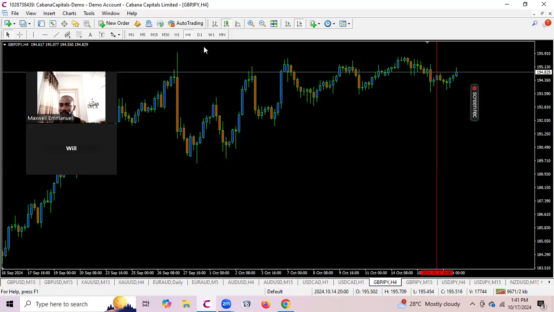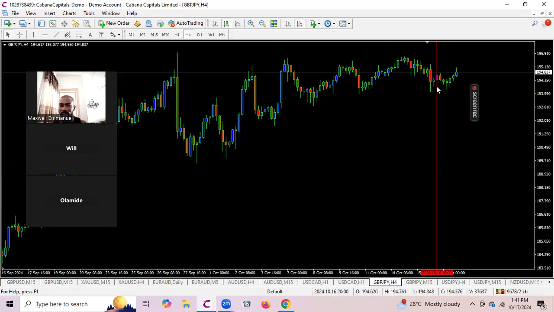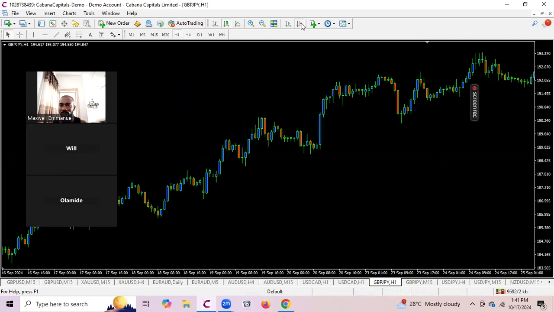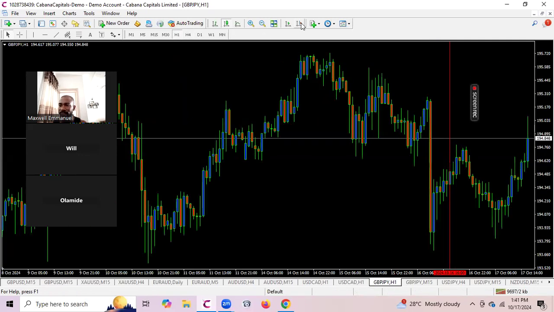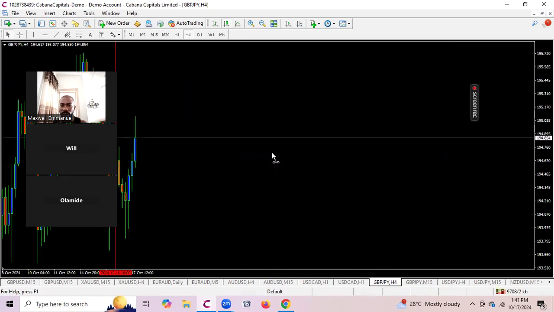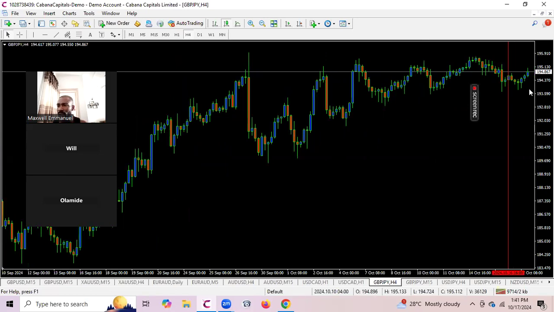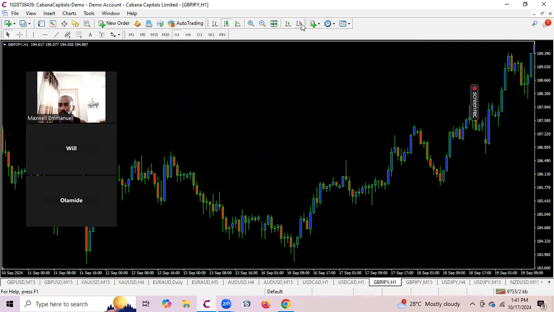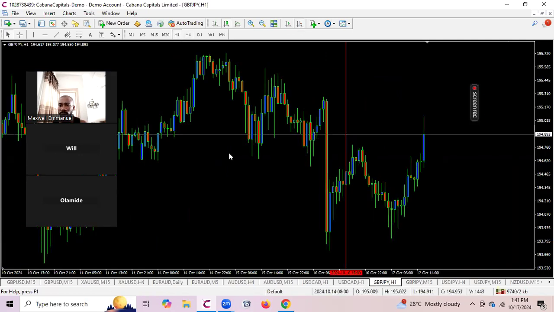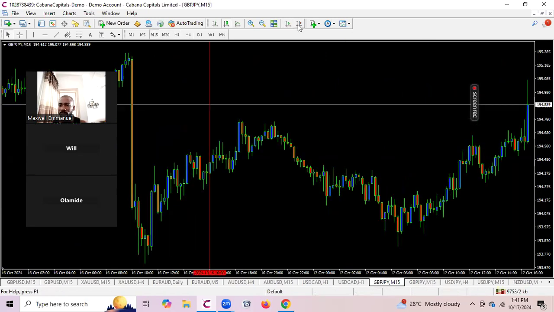Now, let's see if a fair value gap was created after this candle formed. Let's go back to 4-hour, then down to 1 hour. On 1 hour, was there a fair value gap here? No, let's go to 15 minutes. I'm sure that's the reason for the pullback.